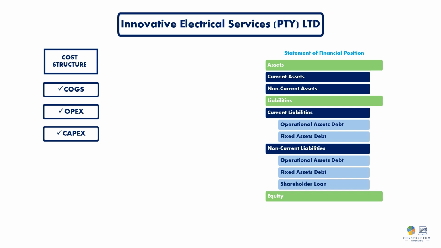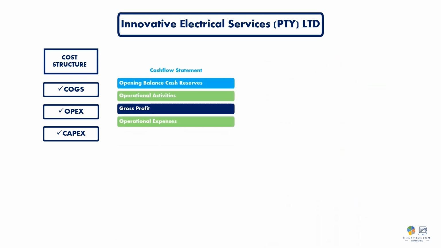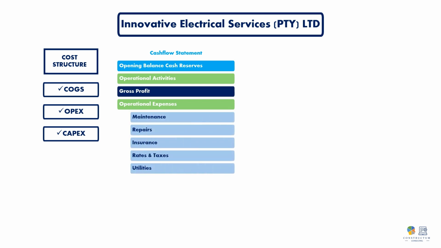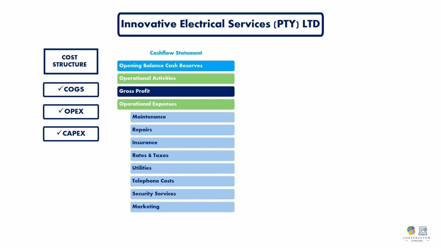But Karel understands that the cost of ownership related to fixed and operational assets also comprises other expenses which must be included under operational expenses in the cash flow statement. Maintenance costs, repair costs, and insurance. For fixed assets like a commercial property, include rates and taxes together with costs associated with utilities. In addition, include overheads under operational expenses in the cash flow statement, including telephone costs, security services, and marketing expenses.